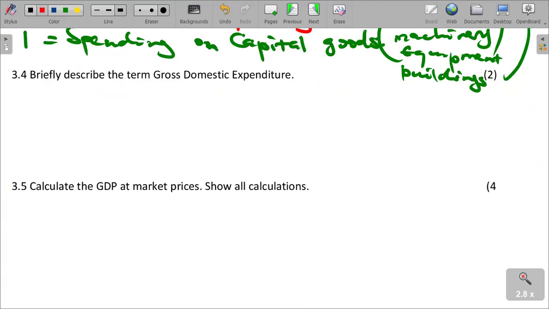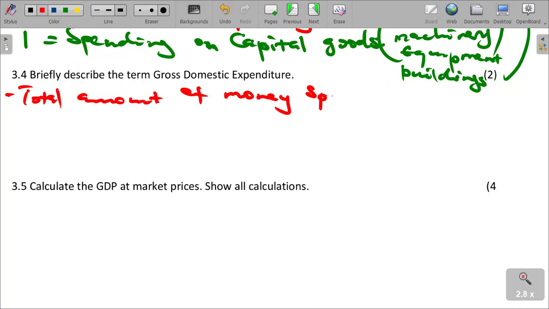Then, briefly describe the term gross domestic expenditure. Gross domestic expenditure is the total amount of money that is spent on final goods and services.